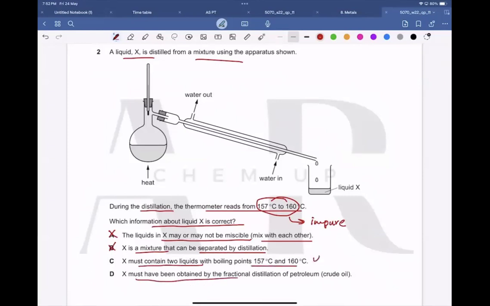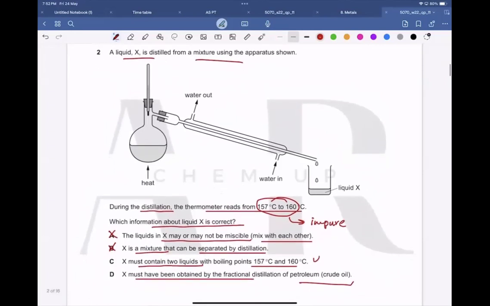X must have been obtained by the fractional distillation of petroleum or crude oil. No, there is no such information that it is always obtained from the crude oil. So D goes wrong as well. So C is the correct answer. Okay. Is this understandable to all of you?